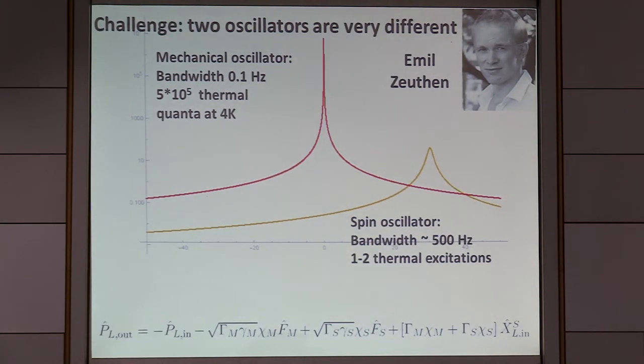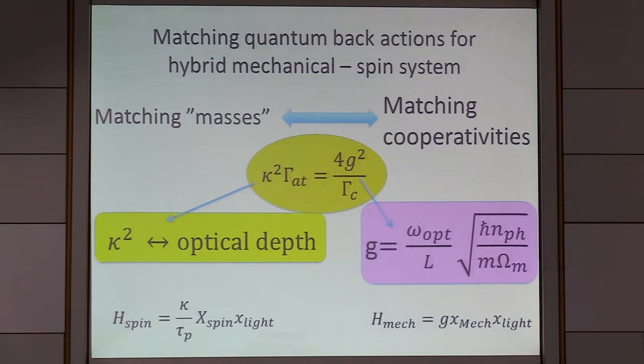It's not an easy experiment because those two oscillators have very different properties, and I don't think I have time to discuss it, but it suffices to say that the mechanical oscillator with its amazing Q still is in the thermal environment at 6 Kelvin. There are 500,000 phonons. So we need to do cooling of it, and we do it optomechanically. The spin oscillator, on the other hand, as I mentioned to you, is almost in the ground state, but it's broader. So you still need to match those two responses, and you can do it. Again, about matching the responses: for the atoms, the optical depth and resonance is the name of the game. It's essentially the cooperativity. And for the optomechanics, this is the known cooperativity equation.